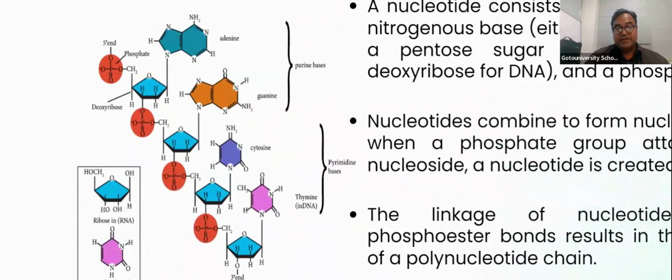So the free hydroxyl group of the ribose sugar makes RNA mutate much faster. DNA also undergoes mutation, but very slowly compared to the RNA, right? So what we need to understand basically is the importance of the 2' hydroxyl group of the second carbon atom of the ribose sugar of the RNA.